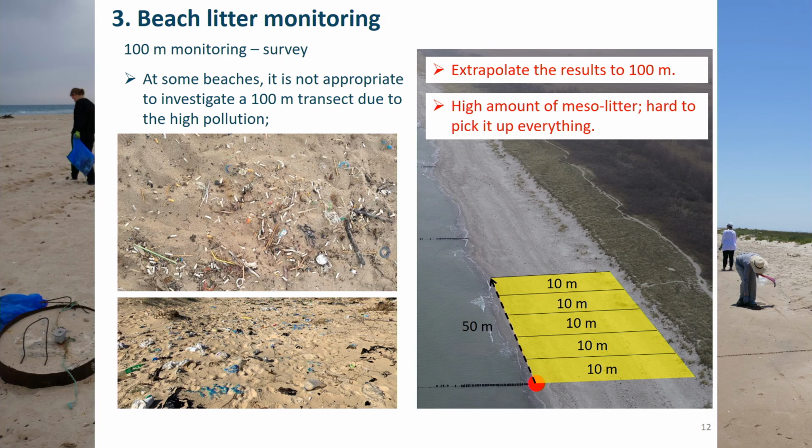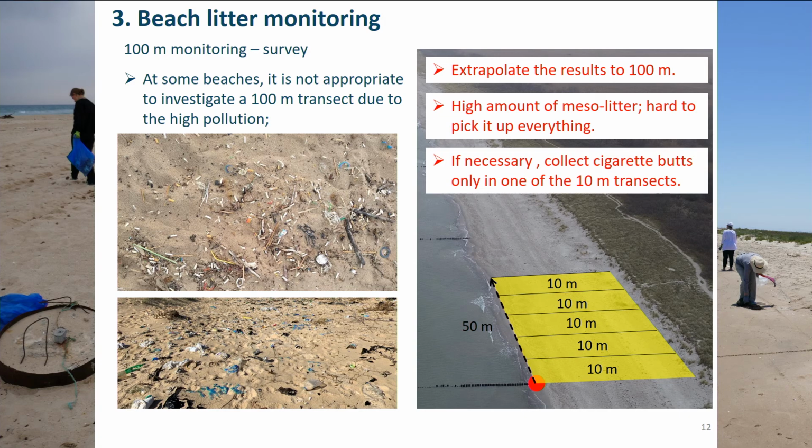So as I said, it's often hard to pick up all the litter, especially if you have a lot of mesolitter, for example, cigarette butts in the size of 2 centimeter. If the beach is highly polluted, try, for example, to sample cigarette butts only in one of these 10-meter transects, and then also extrapolate the results if you do not have time to survey the whole 100 meter or 50 meter.